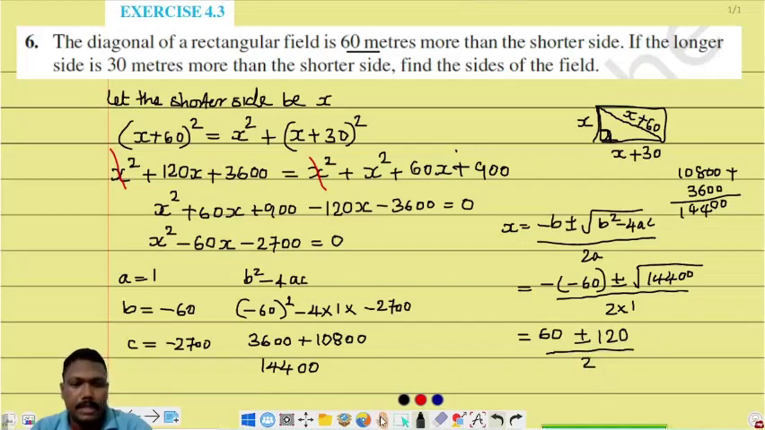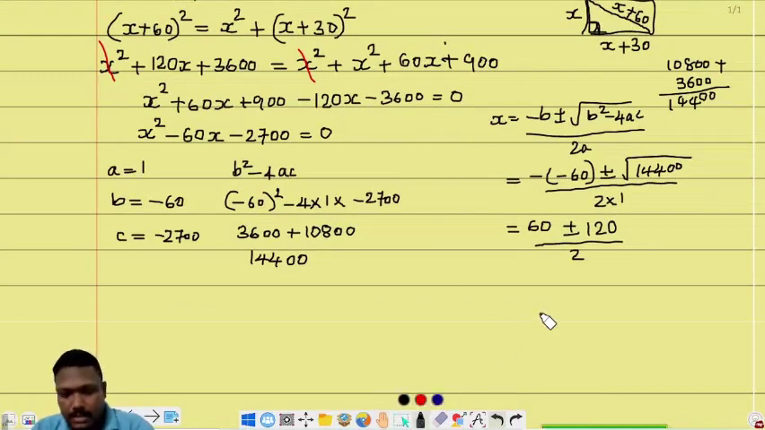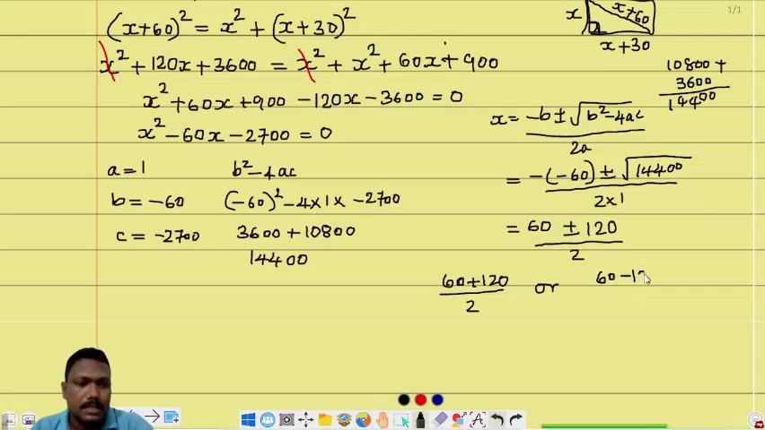Now you have to separate this one. While separating this, you will get 60 plus 120 divided by 2, or 60 minus 120 divided by 2. So 60 plus 120 is 180, 180 divided by 2, or 60 minus 120 is minus 60 divided by 2.